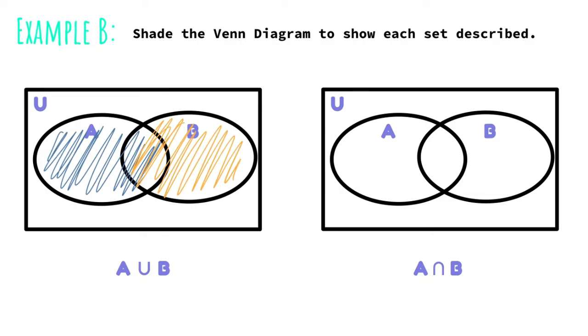On the other side, we've got to draw the intersection of A and B. So we're only going to color the parts where A and B intersect, so that is the middle. So we're going to shade right here in the middle because that is the area where A and B intersect. Now let's take a look at example C.